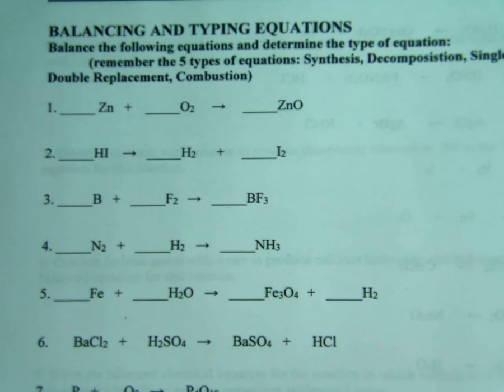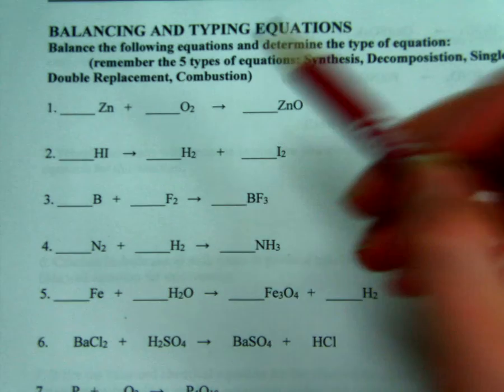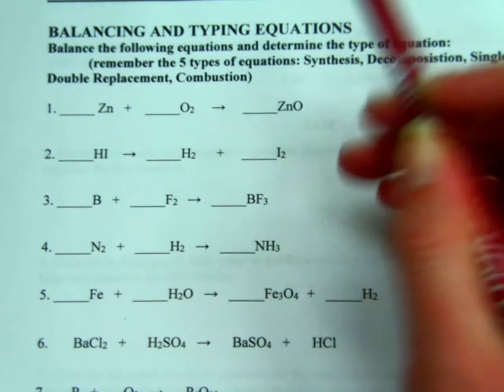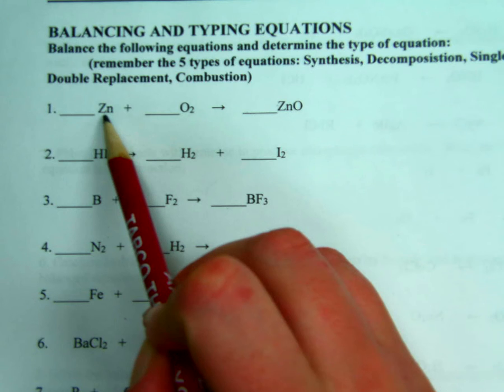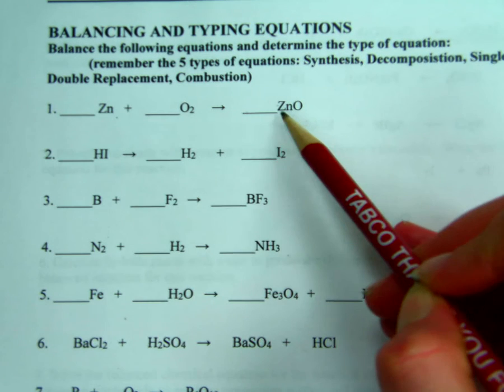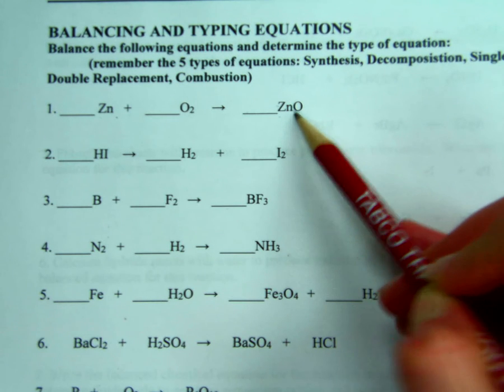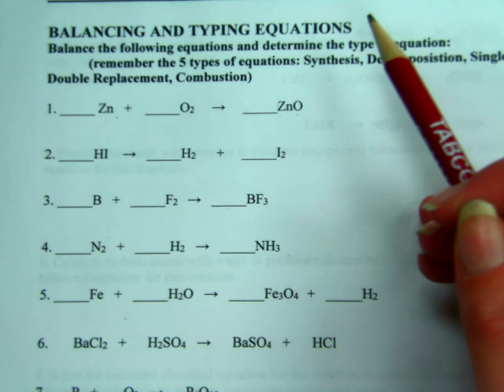Okay, let's try balancing equations from our student review packet. So remember, we want to have the same number of each type of atom on each side of the arrow. So we're going to be working on both sides of the arrow. If we look at number 1, we'll start counting. You have 1 Zn on this side and 1 Zn on this side. Because they're balanced, we don't have to do anything.